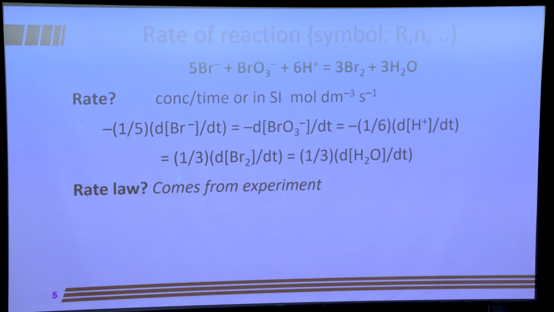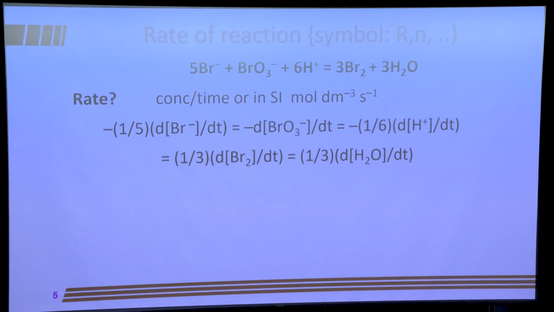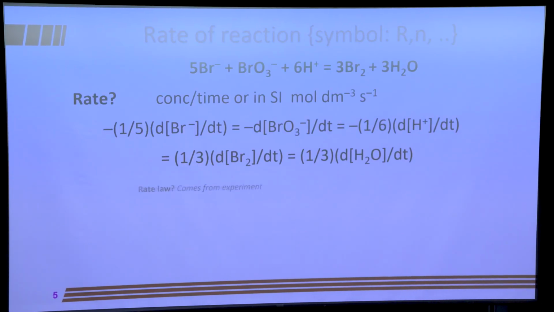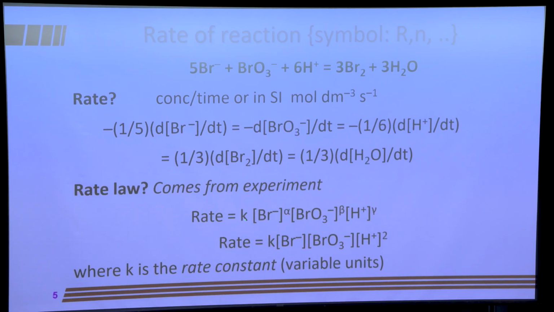So where do we determine the rate law? The rate law comes from experiment, okay? And if I just go back here for a second, I have this general equation. The rate is equal to a constant times the concentration of reactants, right? So that's our general rate law, always, for a reaction. So if we look at this reaction here, the rate is equal to a rate constant times the concentration of Br minus to the power of alpha, BrO3 minus to the power of beta, H plus to the gamma, right? And so the rate is equal to the rate constant of Br minus to the power of 1, BrO3 minus to the power of 1, and H plus to the power of 2, right?